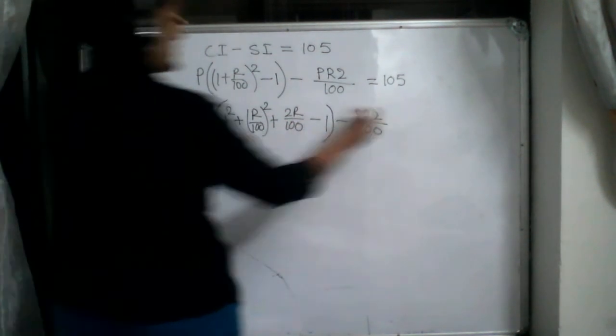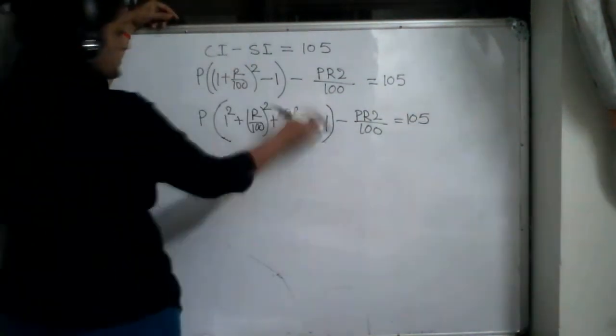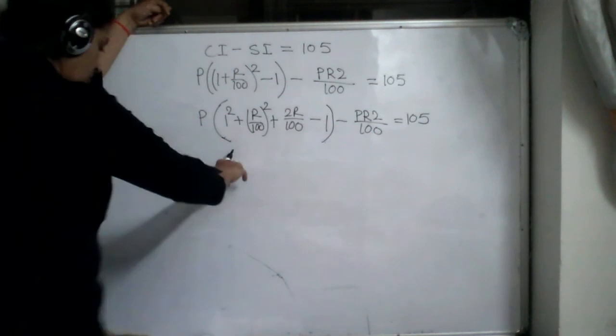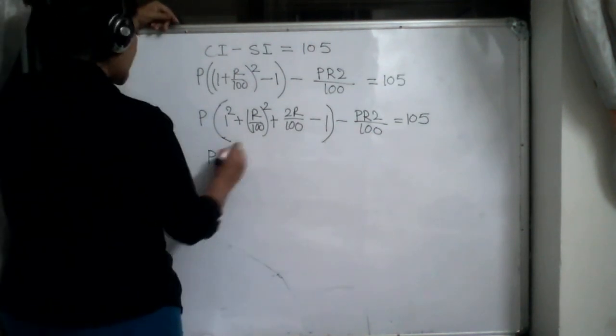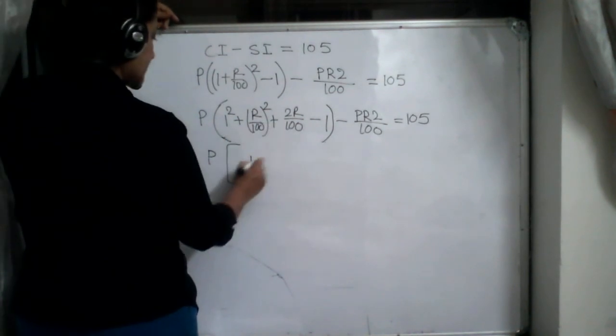Okay, till here is equal to 105. Now let us simplify this. So what would we get here? First let me take P as common. If I take P as common, what will happen? This all will come in one single go.